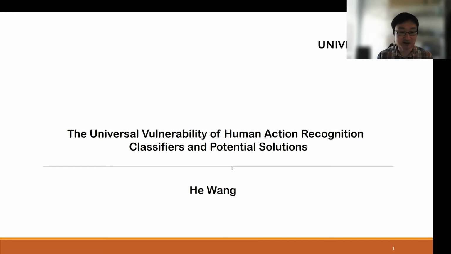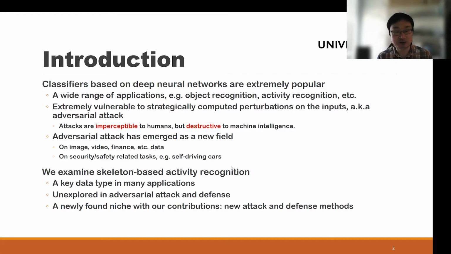So why are we interested in this kind of direction? Nowadays, deep learning based classifiers are extremely popular. They're used everywhere. For example, in computer vision, they have been used for recognizing objects, recognizing activities, etc. And almost since day one, when deep learning became popular, it has been known that trained deep neural nets are extremely vulnerable to strategically computed perturbations on the input data, which is called adversarial attack. Essentially, it means that for your trained classifier, if you can smartly compute some perturbation in your data, then that would completely mess up your classification. Why it's dangerous is that attacks are essentially imperceptible to humans, but they're very destructive to machine intelligence.